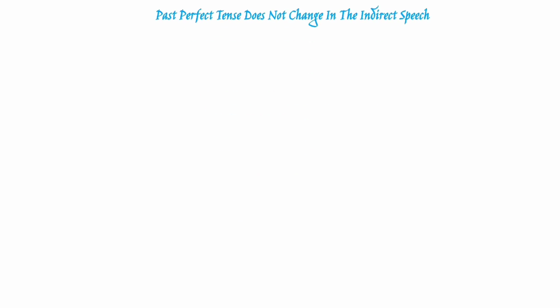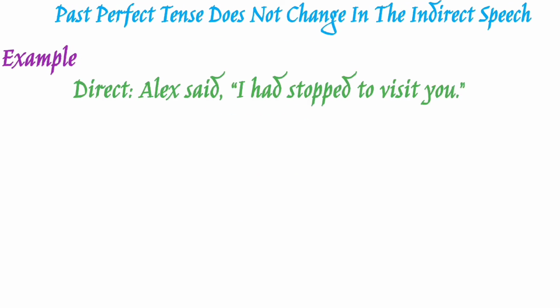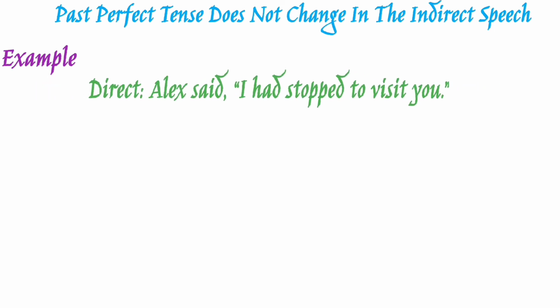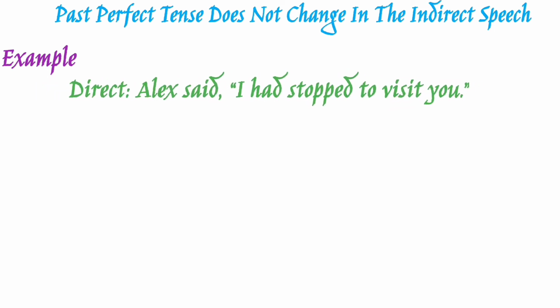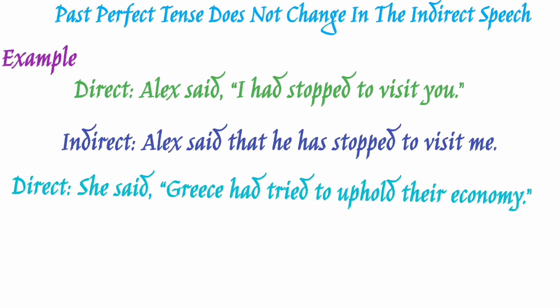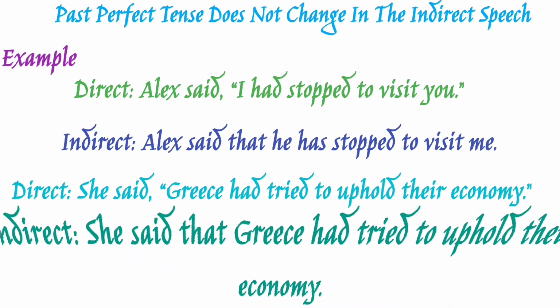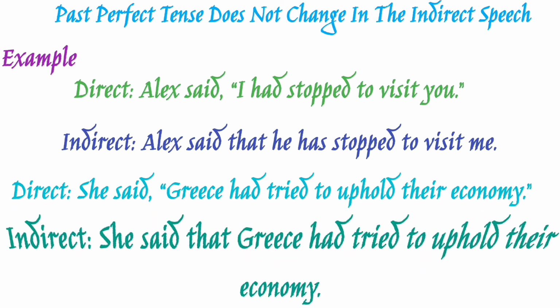Past perfect tense does not change in the indirect speech. Example. Direct: Alex said, "I had stopped to visit you." Indirect: Alex said that he has stopped to visit me. Direct: she said, "Greece had tried to uphold their economy." Indirect: she said that Greece had tried to uphold their economy.